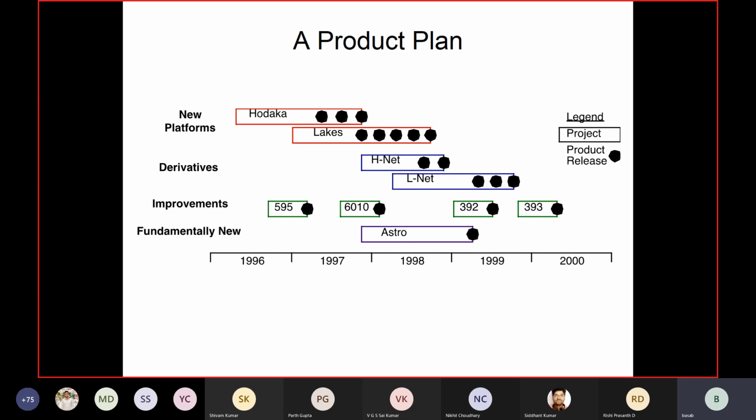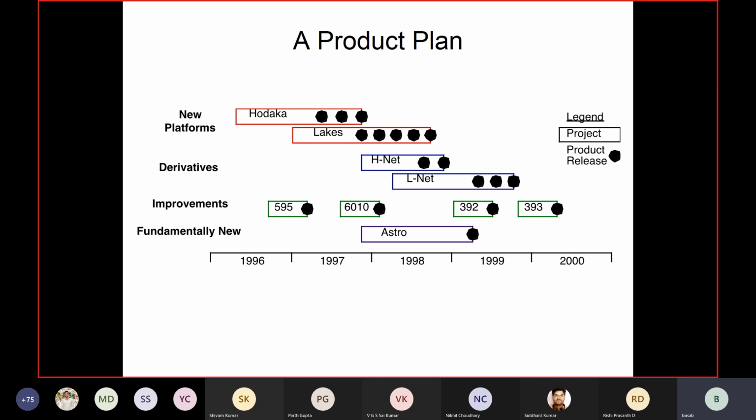Now this is how you see they have made a plan for, say, 5 years: 96, 97, 98, 99 and 2000. In the 5-year plan, in 1996 this Khudaka, a new platform project, will be launched, followed by another new platform, Lex. We may call it a new platform, or a derivative of a new platform, the Lex project. Then you have some derivatives which will still be worked on, which are the old machines.